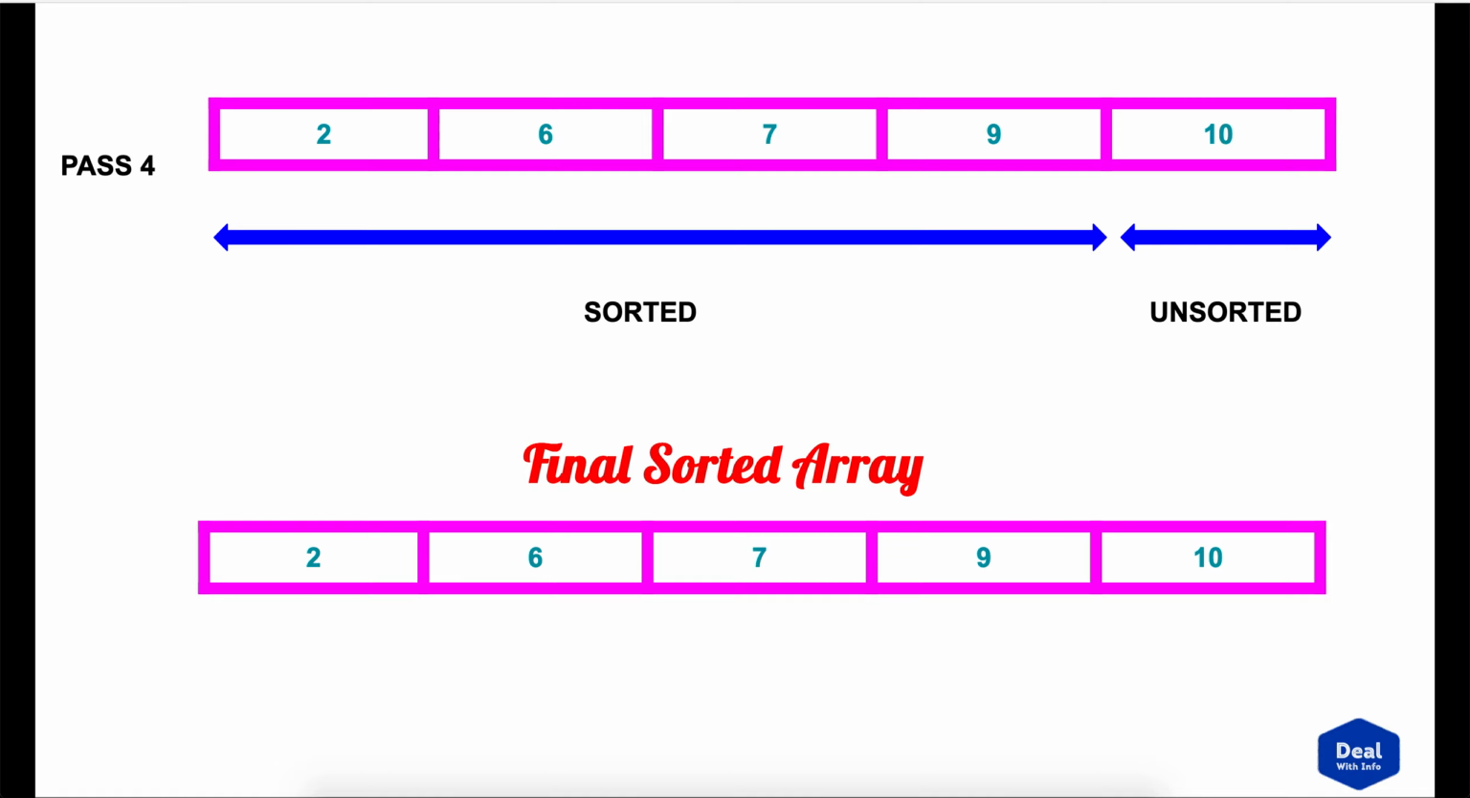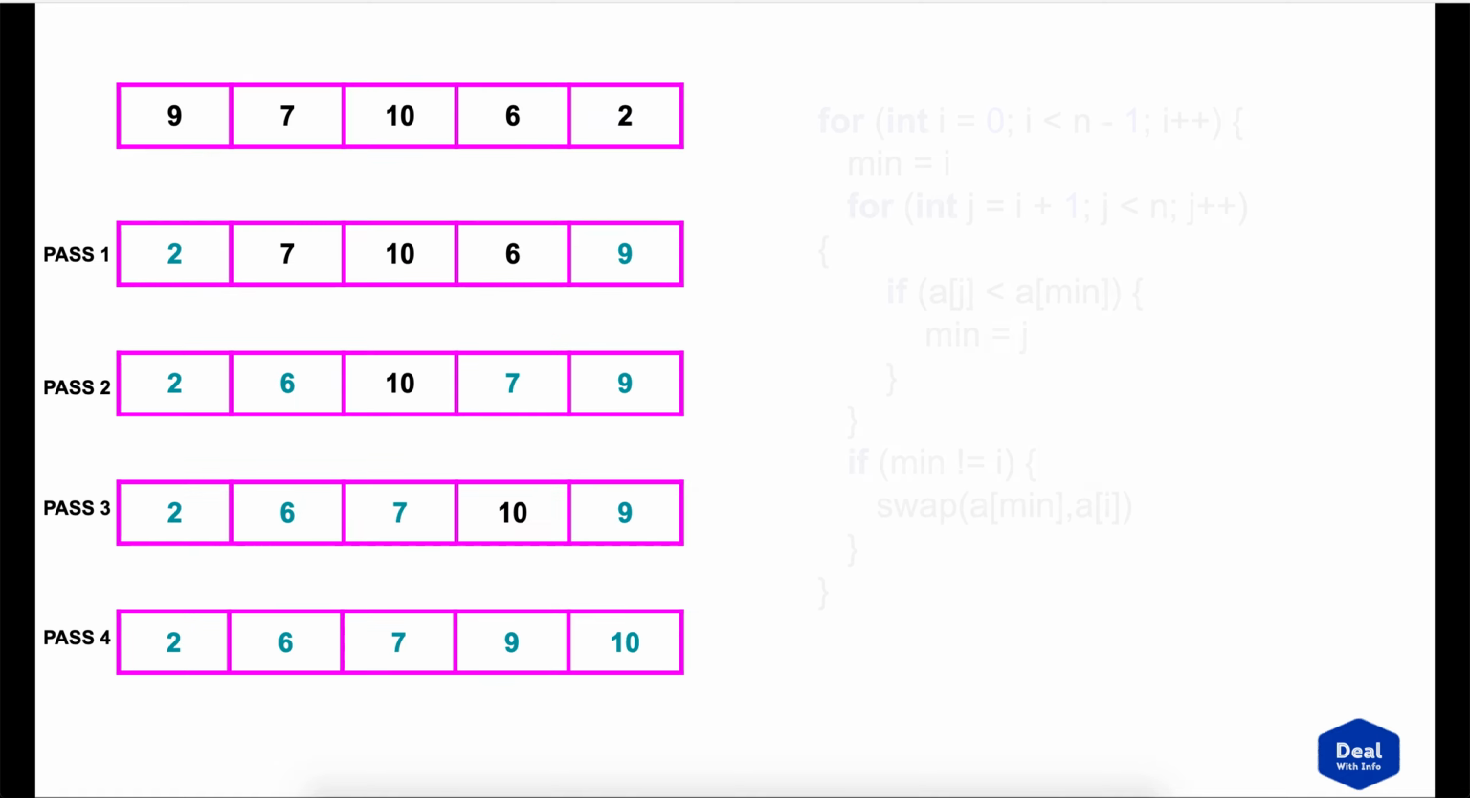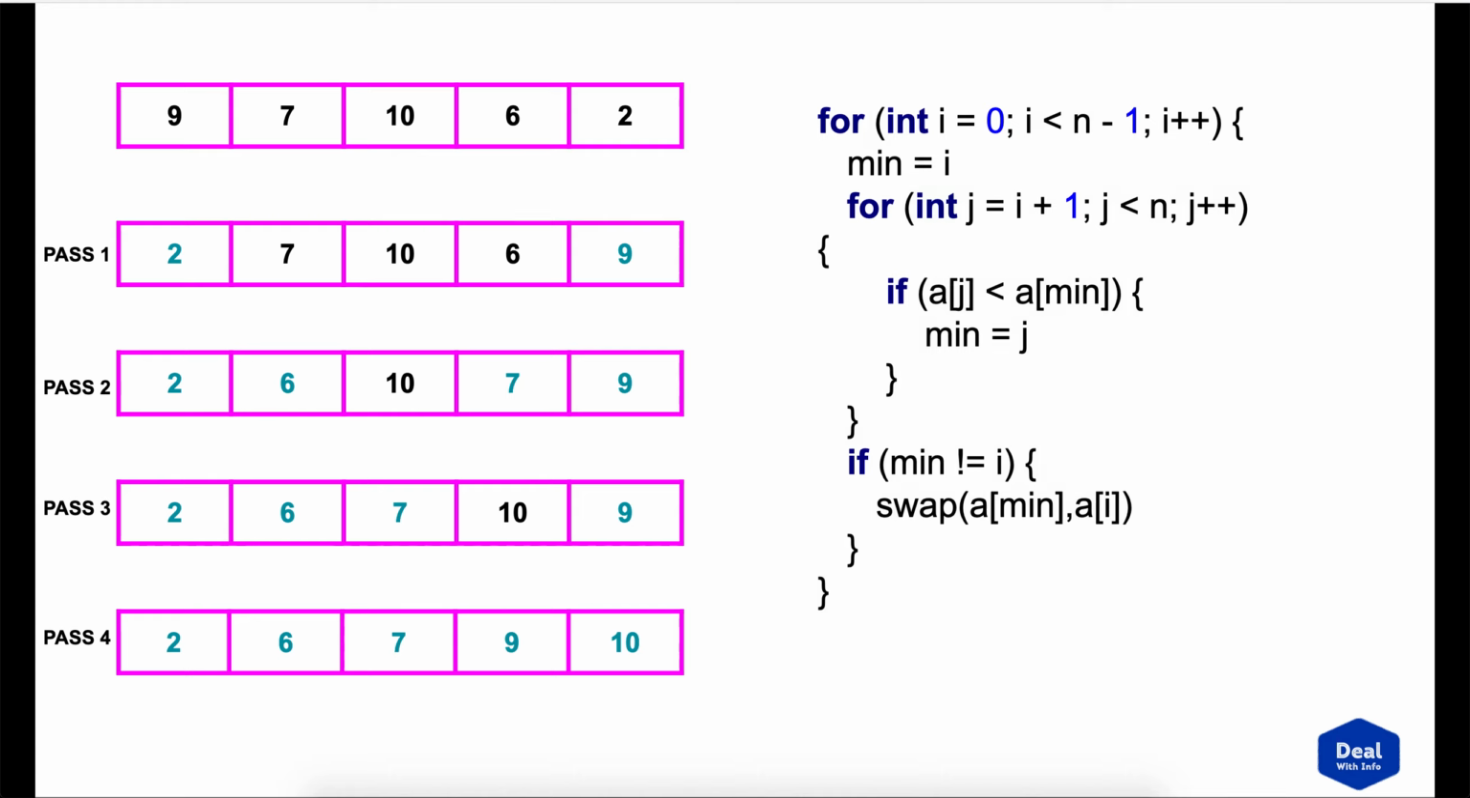Let's see how it is working in code. I have taken a piece of code here. The number of passes required to do this process will be 4. That is n minus 1. Here the number of elements is 5. So it will be n minus 1, which is 4. So totally the number of passes required to do this comparison will be 4.